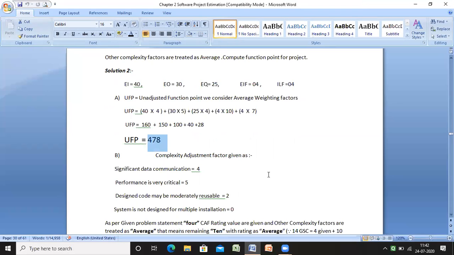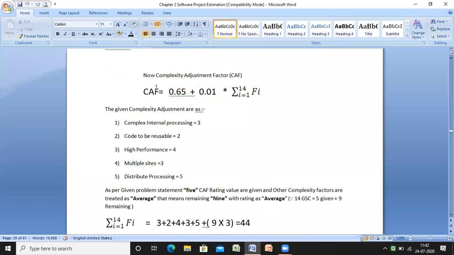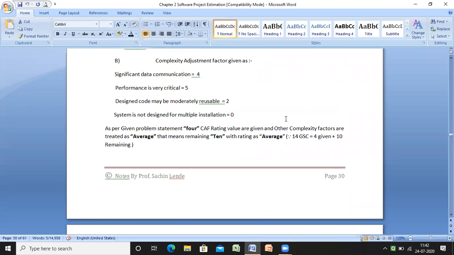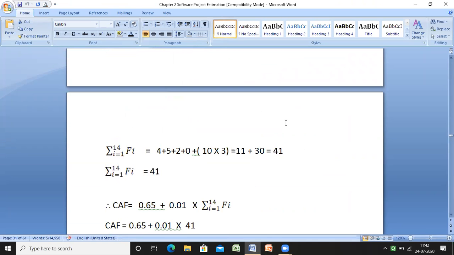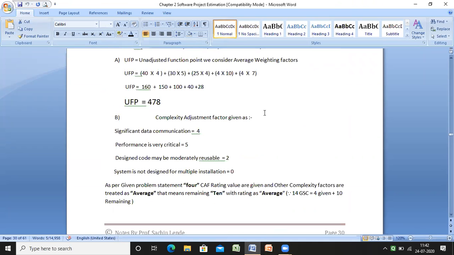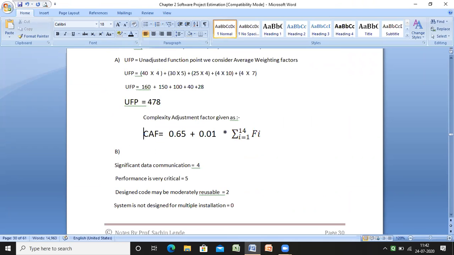Now comes the second part of this question, the complexity adjustment factor. The formula, we already know it. It's good to write the formula when solving such questions, because the paper checker will see that this person knows very well what the formula is. So the formula I'm going to mention is like this. CAF, complexity adjustment factor, is given in this way.